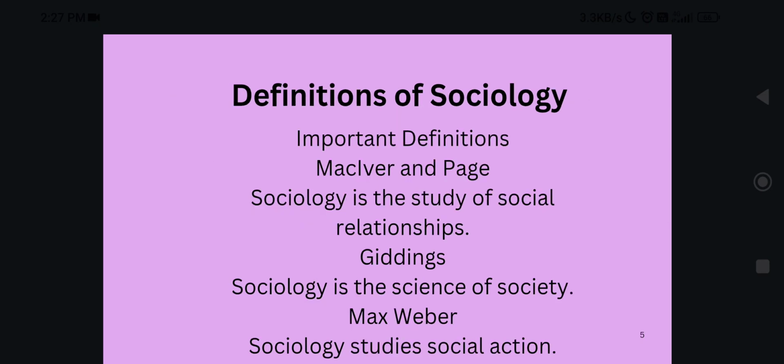Different sociologists have defined sociology in different ways. MacIver and Page defined sociology as the study of social relationships. This means sociology studies the relationships among people in society. Giddings defines sociology as the science of society. This definition focuses on society as a whole. Max Weber defines sociology as the study of social action. According to Weber, sociology studies actions that people perform while taking into account the behavior of others. Although these definitions differ, all of them emphasize human social life and social relationships.